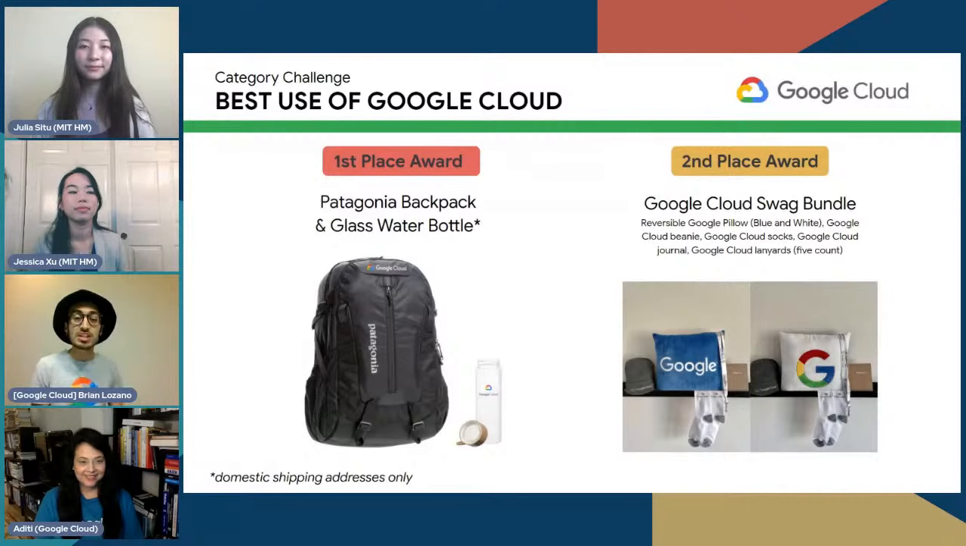And for the second place team, each member will receive their own Google Cloud swag bundle, which will include a reversible Google Cloud pillow, which is blue and white, and then a Google Cloud beanie, Google Cloud socks, and Google Cloud journal, and also some lanyards as well. So pretty cool prizes for everybody. So good luck on that.